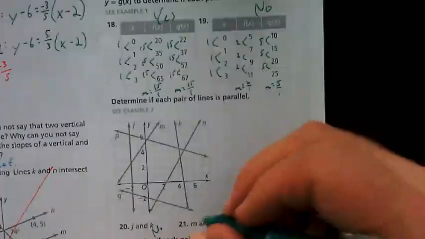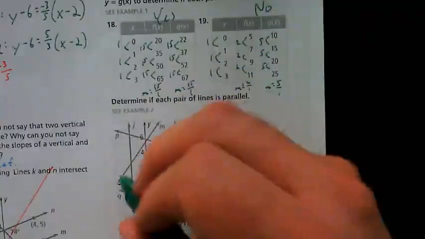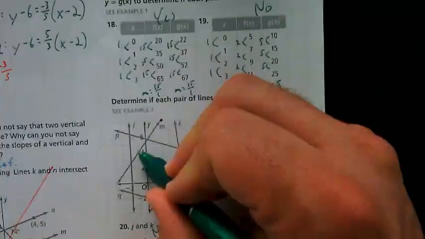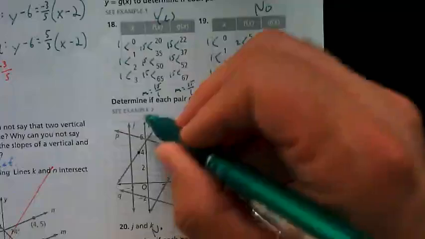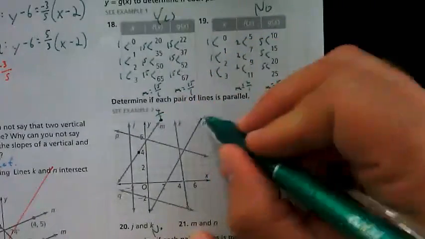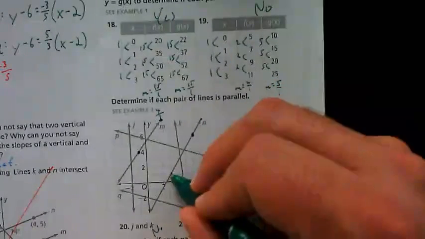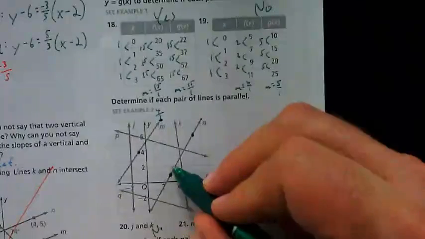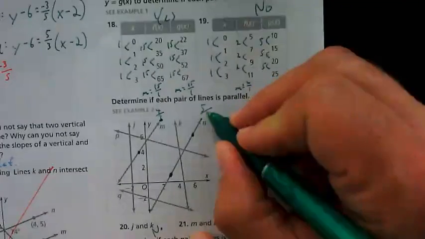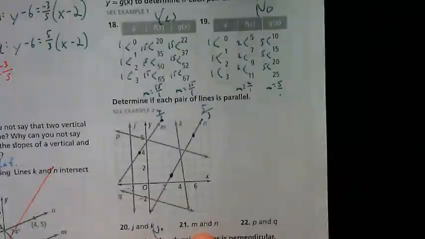M and N. So M and N, in order to be parallel, have to have the same slope. So find a point that they go through. This one goes through that point and this point. So that's going up 4 and over 3. So now look at N. Actually, let's use that point and that point. I can clearly tell you go through 1, 2, 3, 4, 5. 1, 2, 3. So up 5 over 3. They're close, but are they the same? No.